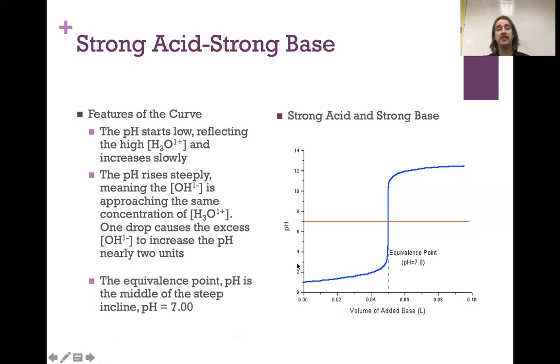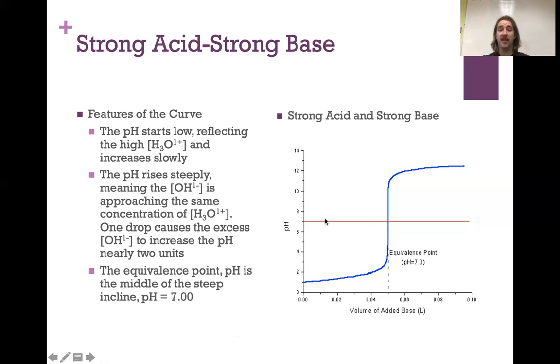For a strong acid, strong base, that then is going to be a pH of 7. At that midpoint, you've neutralized all of your acid, and so you've got water and salt. You're right at a pH of neutral 7. And you've seen this before. It's just nice to revisit and talk about our graphs a little bit.